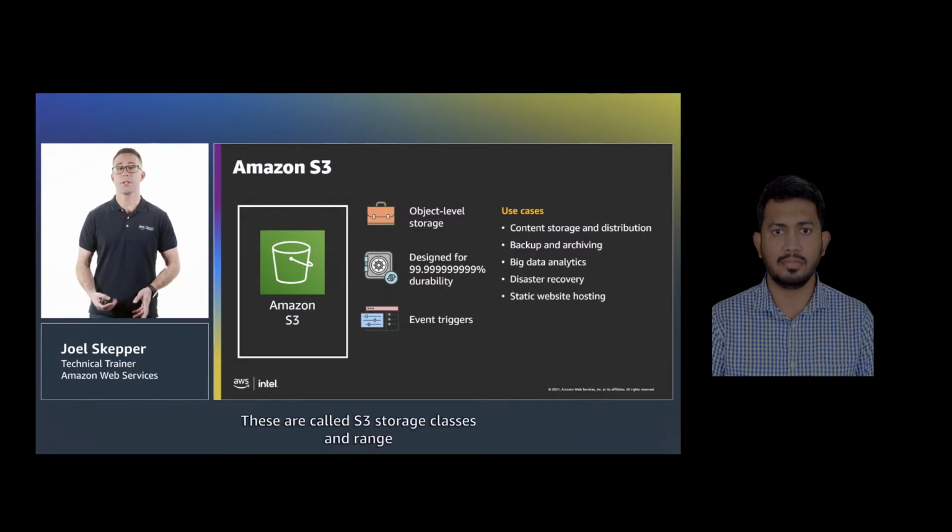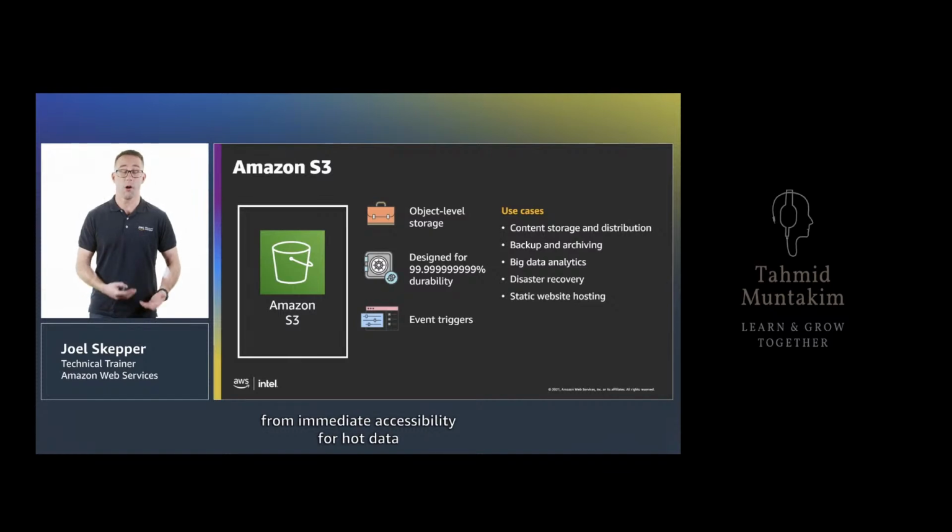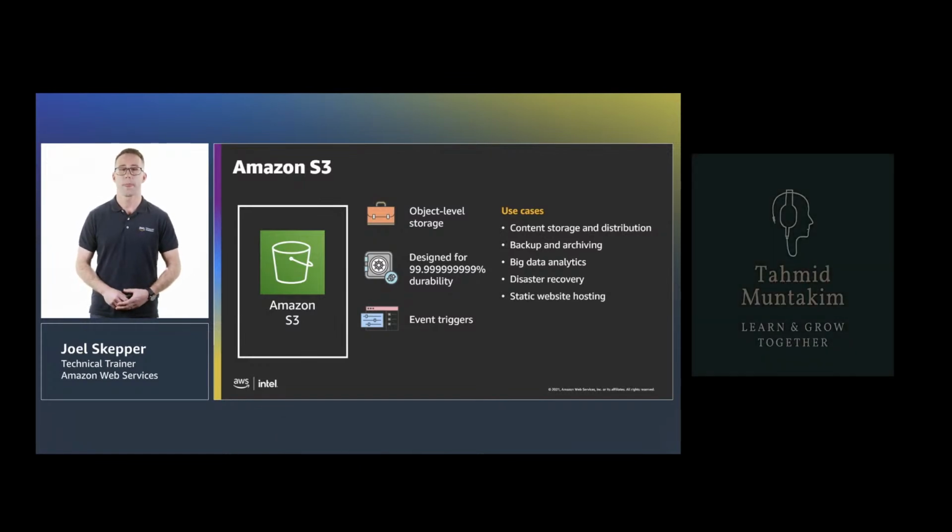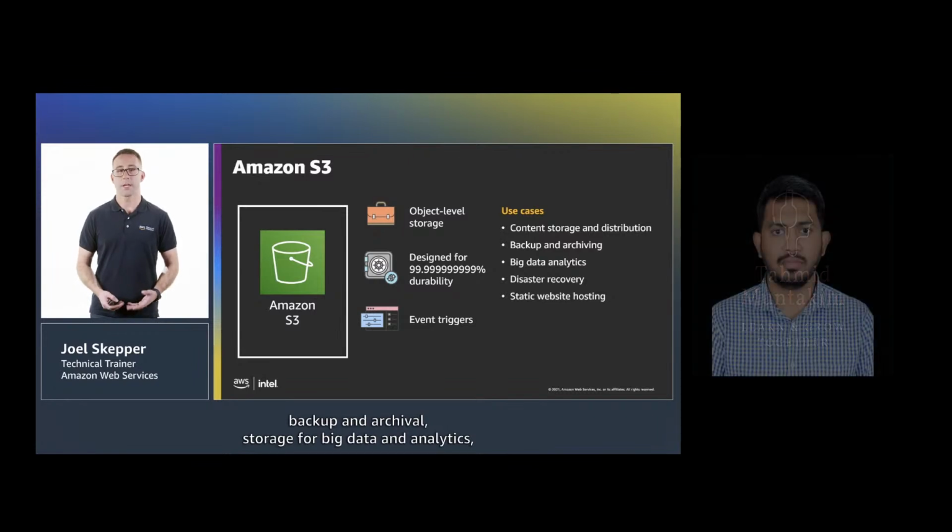These are called S3 storage classes and range from immediate accessibility for hot data all the way through to archival options with long access times for cold or frozen data. Some example use cases for S3: content storage and distribution, backup and archival, storage for big data and analytics, disaster recovery, and static web hosting.